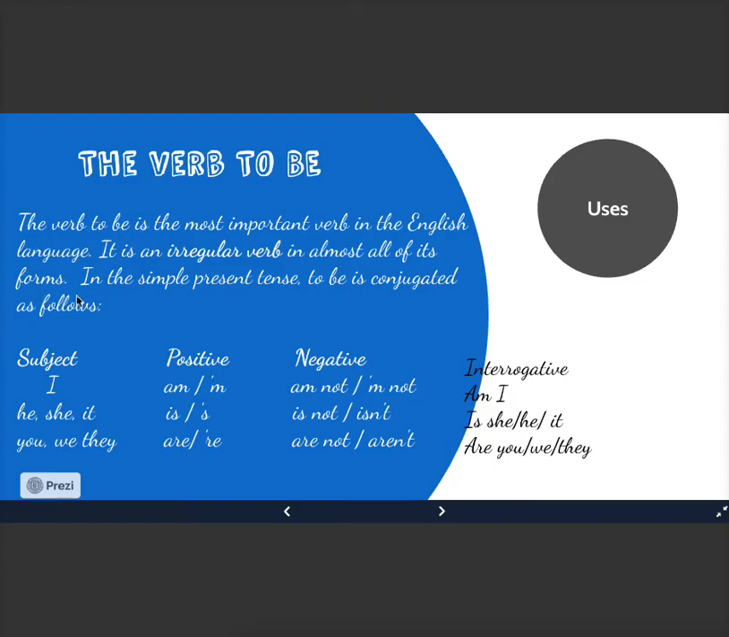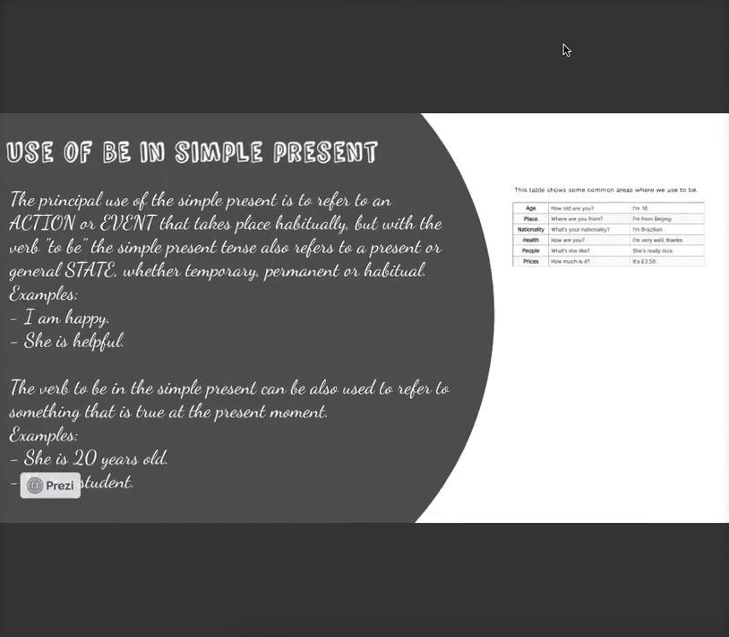So, we are going to check this slide. The verb to be is the most important verb in the English language, and that's true. It is an irregular verb in almost all of its forms. In the simple present tense, to be is conjugated as follows. So guys, verb to be, I am, he, she, it is, or you, we, they are. Basically, when you have verb to be in present simple, you just have to use it in that way.